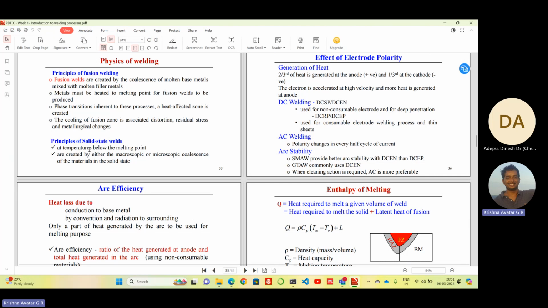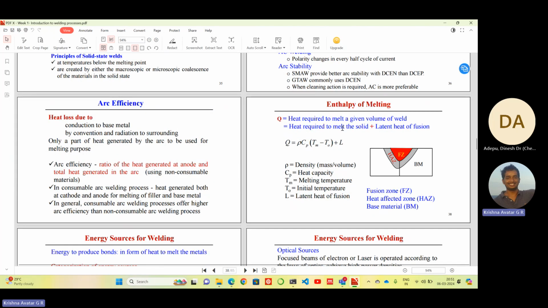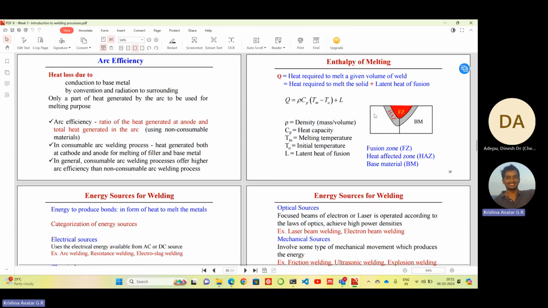Then the principles of solid state welds at temperatures below the melting point: they are created by either the microscopic or macroscopic coalescence of the material in the solid state, right? And then we come to the enthalpy of melting. So how much do we require?